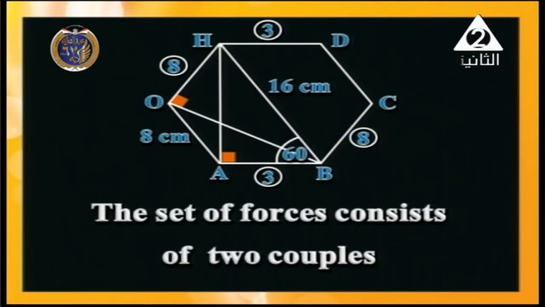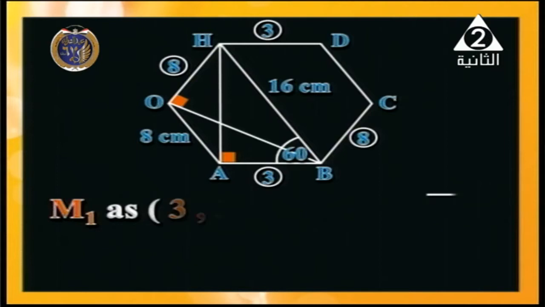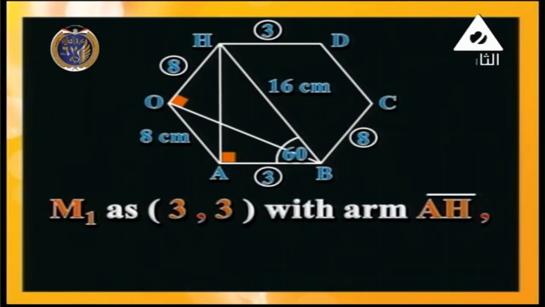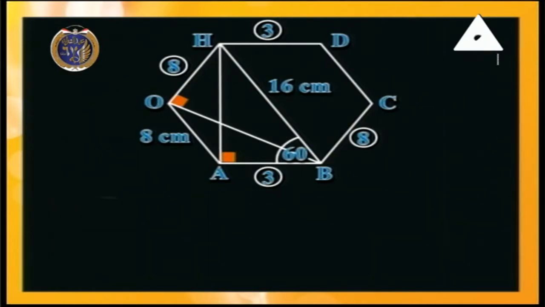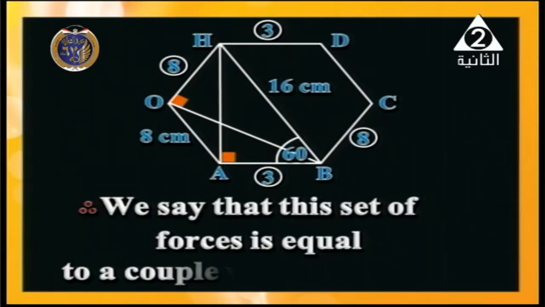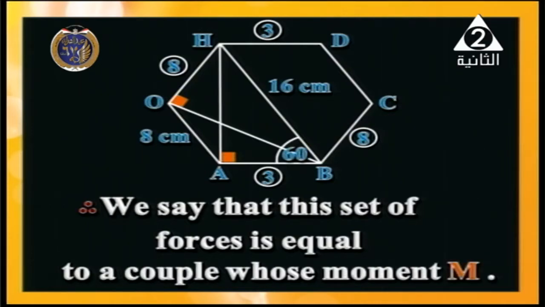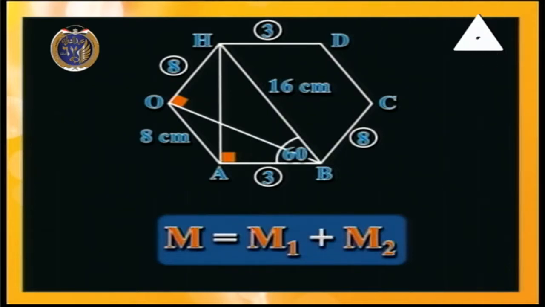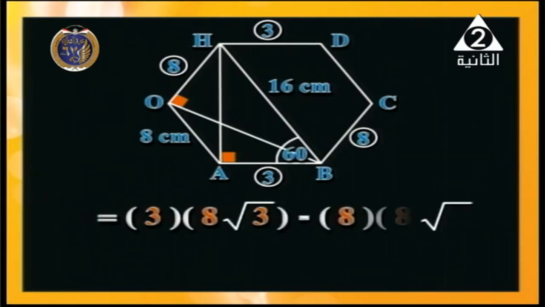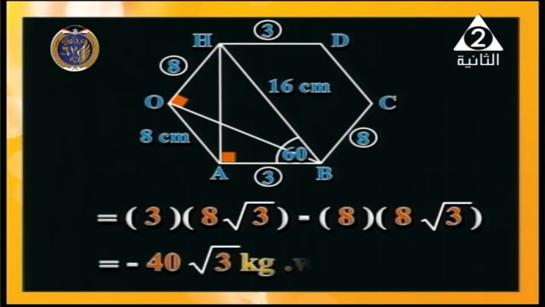The set of forces consists of two couples: M1 with forces 3, 3 and arm AH, and M2 with forces 8, 8 and arm BO. We say that this set of forces is equal to a couple whose moment M equals M1 plus M2. By substitution, the moment equals negative 40 root 3 kilogram weight centimeter.